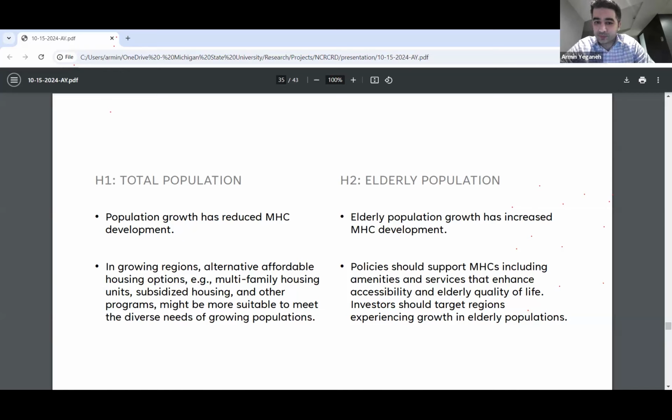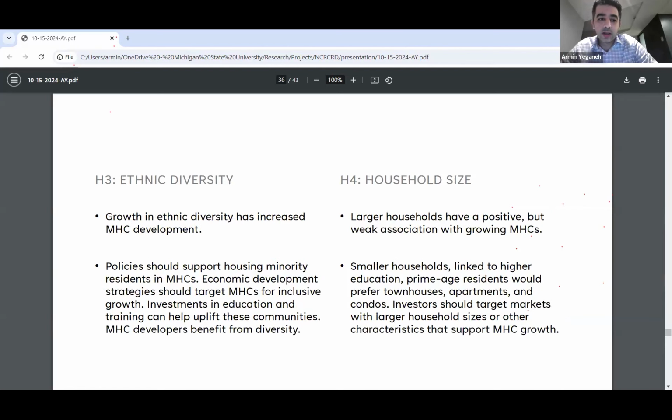And for instance, when we are talking about the role of the elderly population in enhancing or increasing the share of manufactured housing communities, it implies that policies should support manufactured housing communities wherever there is a larger share of elderly population. The policy should really support amenities and services that enhance accessibility and elderly quality of life. And for investors, it means that investors should target regions experiencing a growth in elderly population.